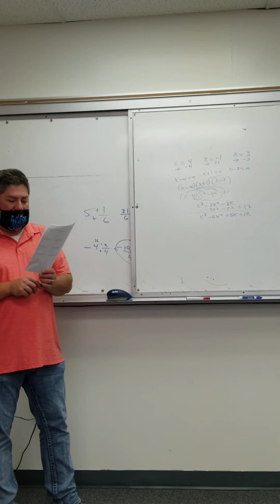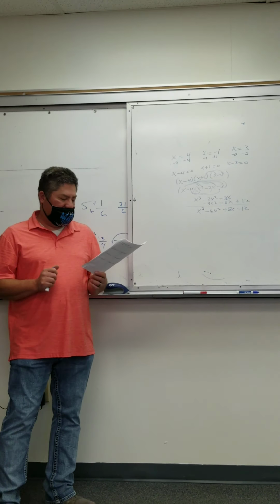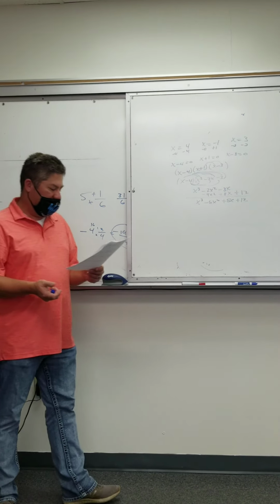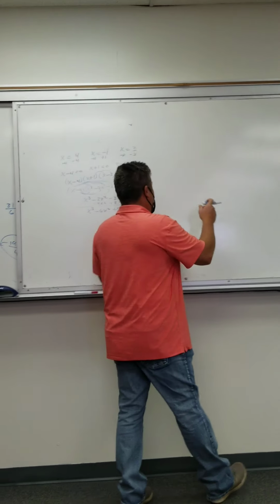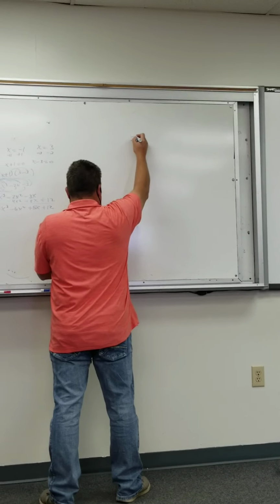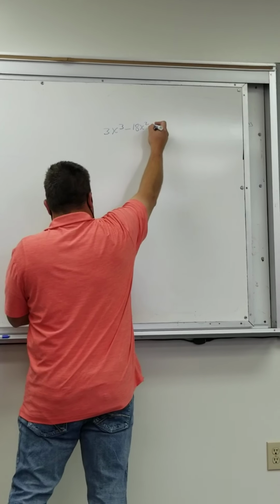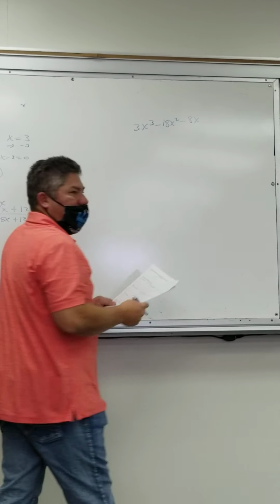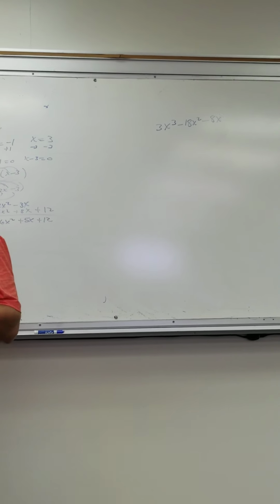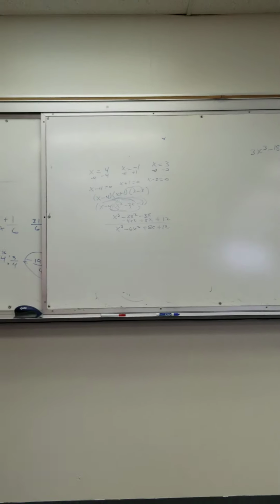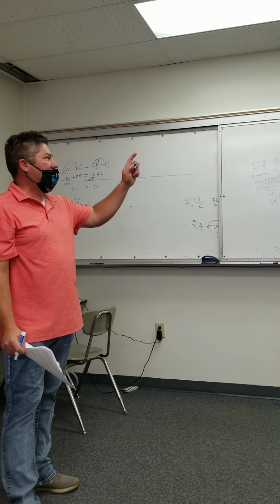Okay, 35 and 33. Let's do 33 first. This is one we've done before, but this is one of the harder ones we've done before. 3x cubed minus 18x squared minus 8x. Well, the first thing we should look for is a common what? Factor. Sid, what goes into every one of those terms?